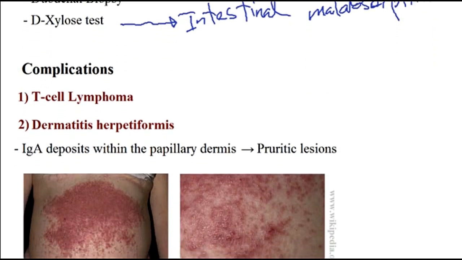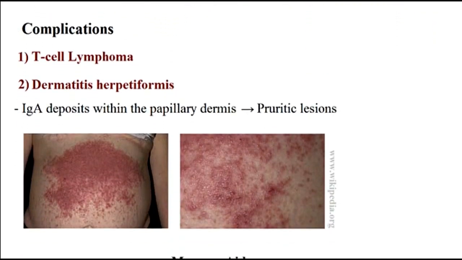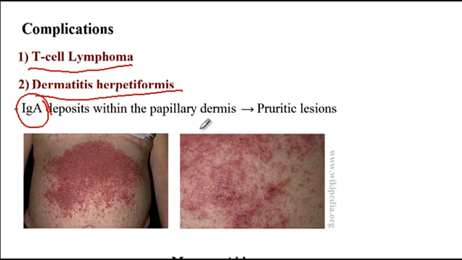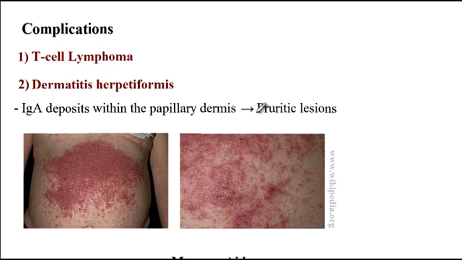Now, the complications that may arise from celiac disease, as we just discussed earlier, due to the activation of HLA DQ2 and DQ8, include increased risk of T cell lymphoma. In addition, these patients are at increased risk of dermatitis herpetiformis, where the IgA antibodies that are formed against the endomysial antigen and transglutaminase can deposit in the papillary dermis, as a consequence of which it presents with pruritus. And here is an example of the skin lesions that you see with dermatitis herpetiformis.